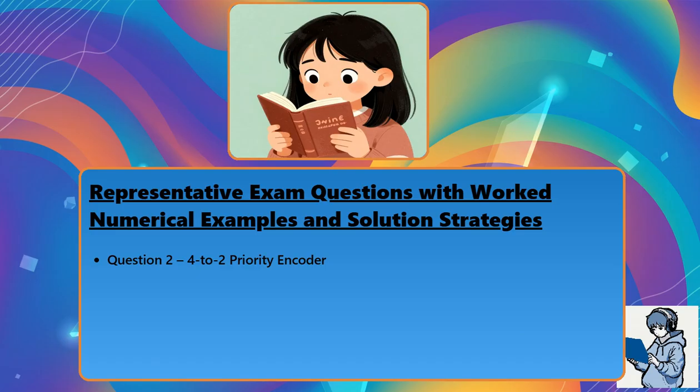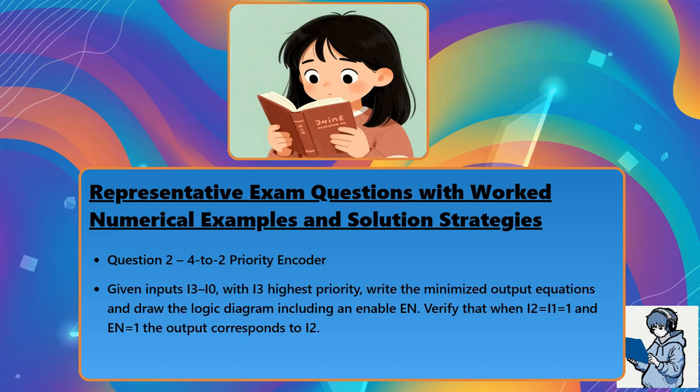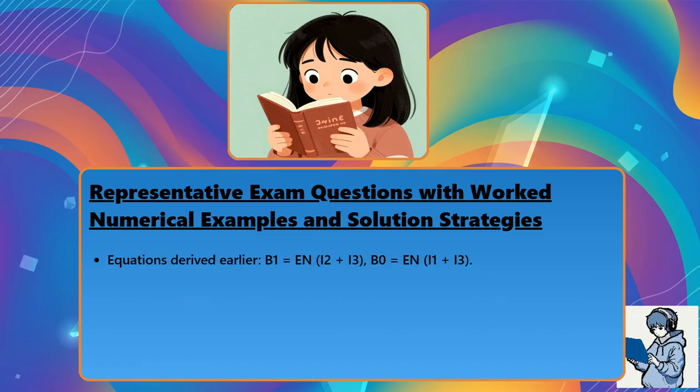Question 2. 4 to 2 priority encoder. Given inputs I3 to I0 with I3 highest priority, write the minimized output equations and draw the logic diagram including an enable N. Verify that when I2 equals 1 and I1 equals 1 and N equals 1, the output corresponds to I2. A solution sketch. Equations derived earlier: B1 equals N(I2 plus I3), B0 equals N(I1 plus I3).